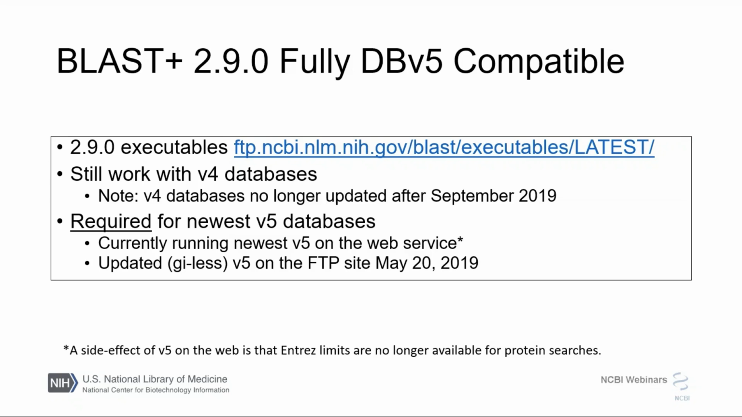2.9 will still work with version 4 databases. I just want to point out that we will stop updating the version 4 databases eventually, and I think we're thinking about stopping after September of 2019. In order to work with the newest v5 databases, which are not yet on the FTP site, you will need to upgrade to 2.9.0. The updated GI list databases for v5 should be on the FTP site.